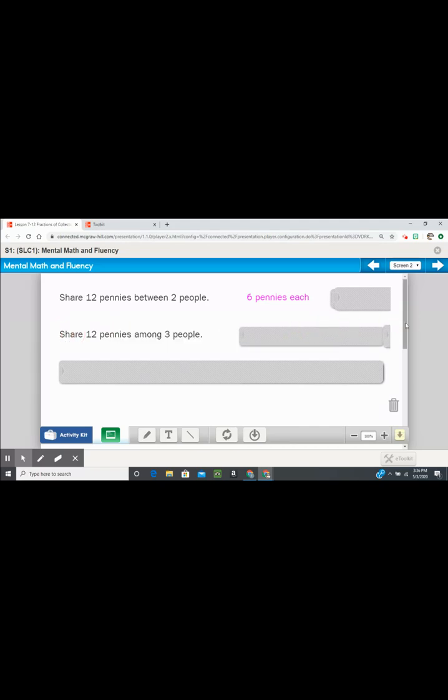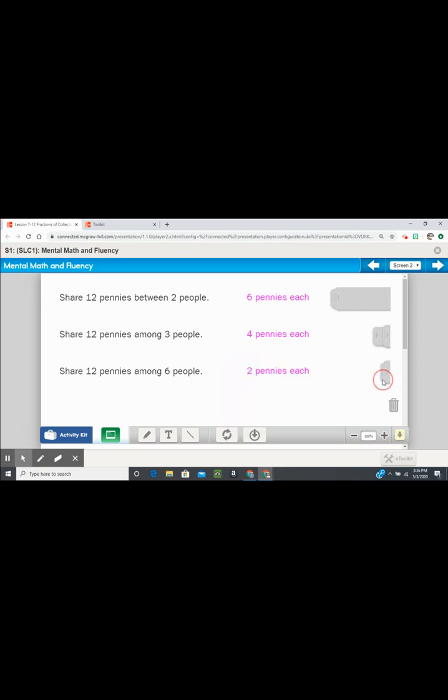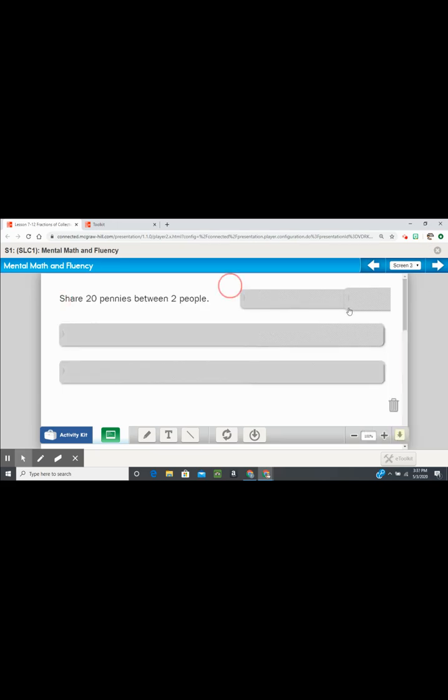How about those 12 pennies now among 3 people? Good, that's 4 pennies apiece. Finally, we're sharing 12 pennies among 6 people. That's 2 pennies apiece. Let's share 20 pennies this time. We're doing 20 pennies, and we're sharing that with 2 people. Yes, they each get 10.